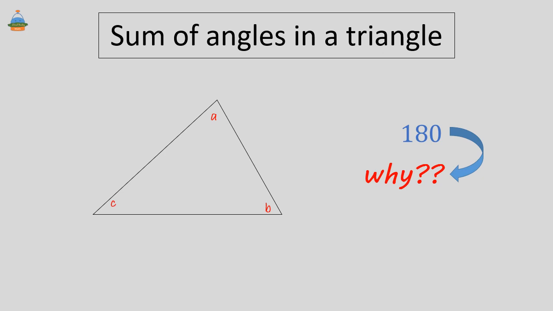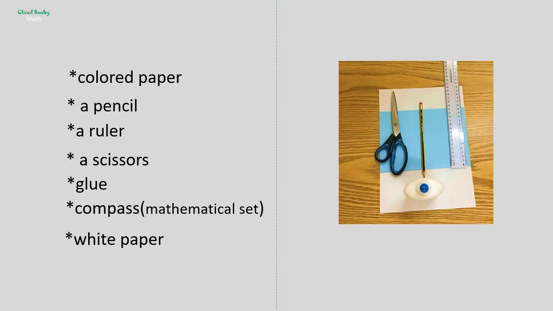Hello guys, today's activity will help you understand why we say the sum of angles in a triangle is equal to 180 degrees. You will need for this activity the following items: a colored paper, a pencil, a ruler, a scissors, glue, a compass, and white paper.